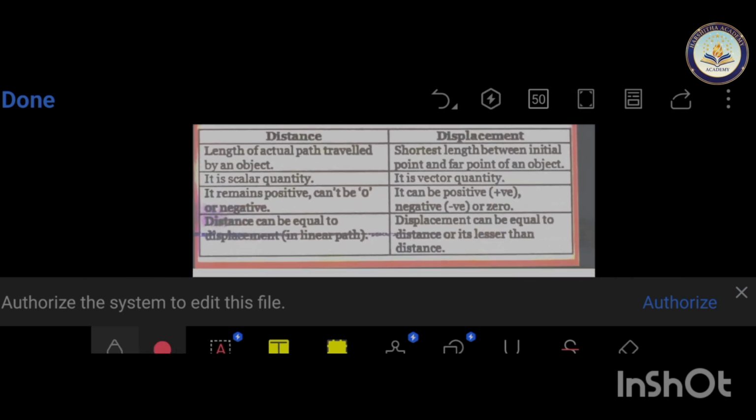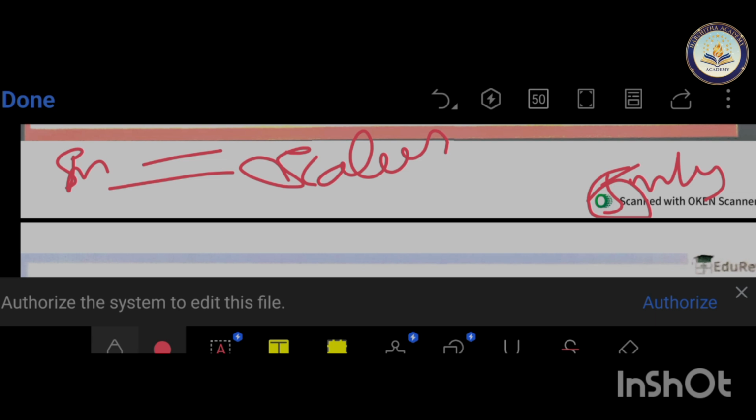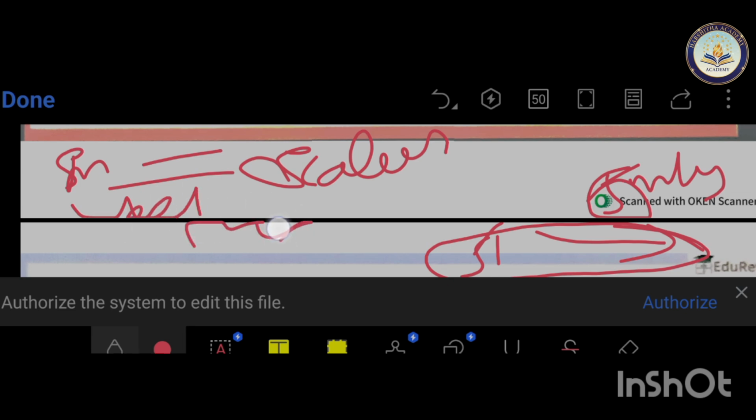Most important, guys. What is distance? The length of the actual path traveled by an object. Displacement means the shortest length between the initial point and final point of an object. And another thing: what are scalars and vectors? If a physical quantity has only magnitude, like 5 meters per second, where 5 is the magnitude, we call it a scalar quantity. If it has both magnitude and direction, it is called a vector. It is about scalar and vector, guys.